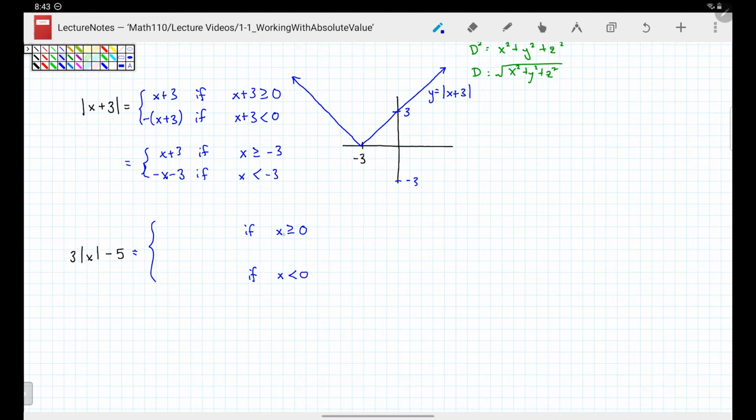So if x is positive, then the absolute value of x is x. So this is going to be 3 times x minus 5. And if x is negative, this is going to be 3 times the opposite of x minus 5. So let's rewrite this. It's going to be 3x minus 5 if x is greater than or equal to 0, and negative 3x minus 5 if x is less than 0.